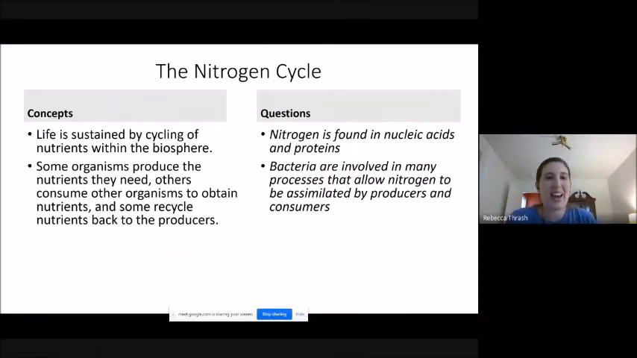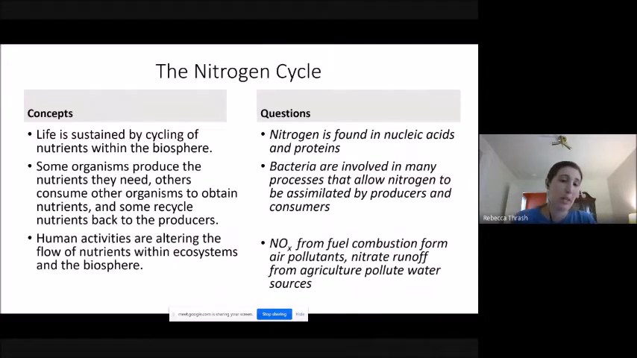Don't forget that bacteria are sort of the most important organisms when it comes to the nitrogen cycle. They're involved in most of the processes that allow producers and consumers to assimilate nitrogen. And then the human activities that are important here with altering the flow of nutrients are going to be nitrogen oxides from fuel combustion. Those form both primary and secondary air pollutants. And then you've got nitrate runoff from agricultural sources that are going to pollute watersheds, oceans, any kind of body of water.